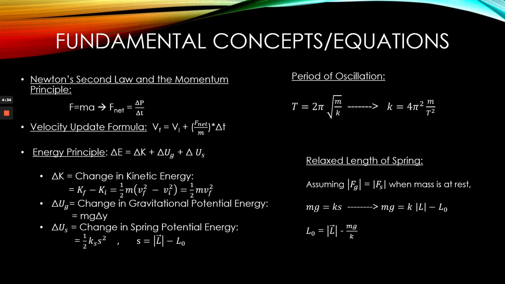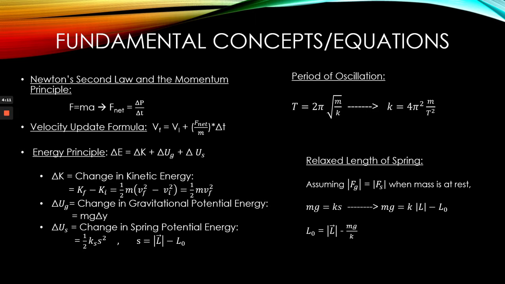Because the object is initially at rest, its change in kinetic energy is given by 1/2 m Vf squared. The gravitational and spring potential energies are given by mg delta y and 1/2 k s squared respectively, where s is the distance the spring was stretched. The spring constant can be calculated by solving for k in the equation T equals 2 pi times the square root of m over k.